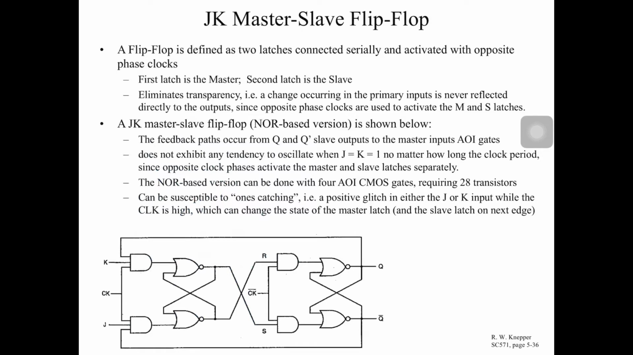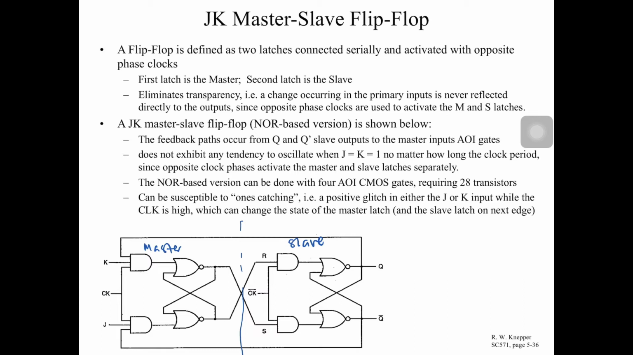Next is the JK master slave flip-flop. A flip-flop is defined as 2 latches connected back to back, and the first latch is the master and the second latch is the slave. And this is the slave. So there are basically 2 latches connected back to back.